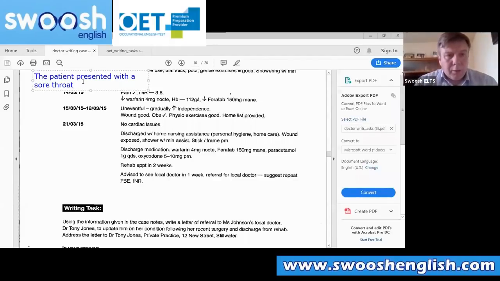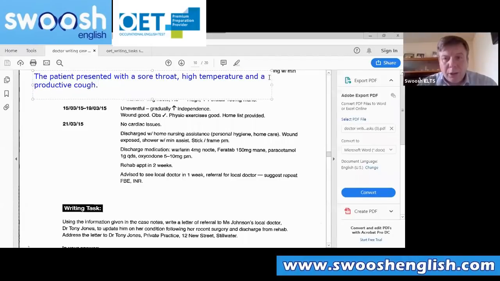High fever, or high temperature, shall we say. And a productive cough. Okay. So something like that. Yeah. So we would use an article with a cough, a sore throat.